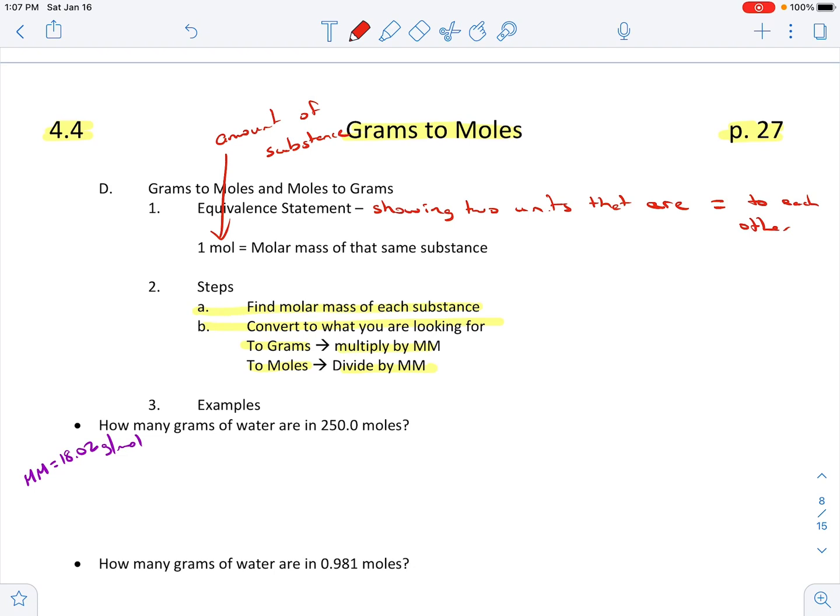So if we look, our first one says how many grams. We're looking for grams of water. I like to circle what I'm looking for just so I know. And then I underline what I know, so what I'm starting with. So I'm going to start with 250 moles of water. So on my T-chart, I'm going to put 250.0 moles of H2O.